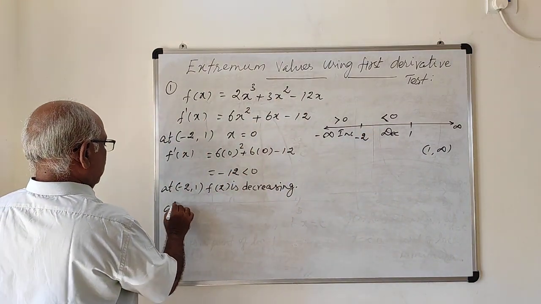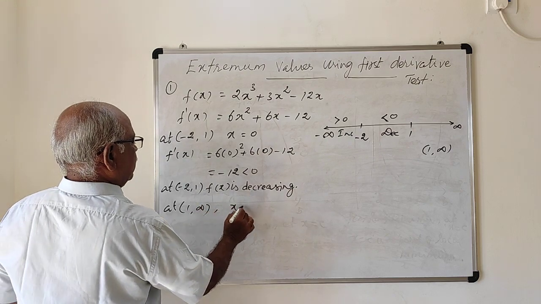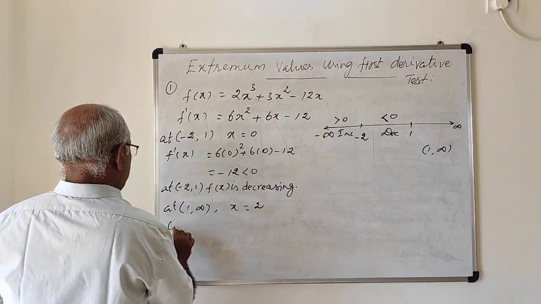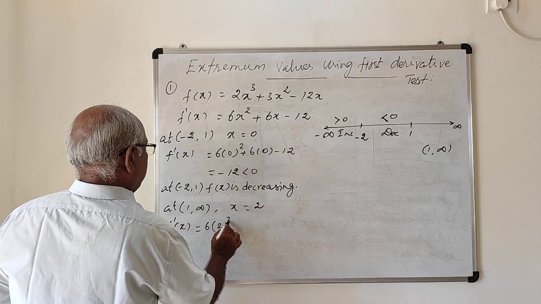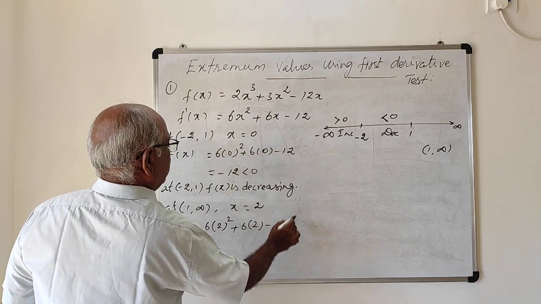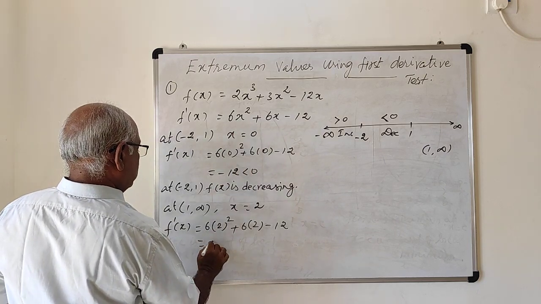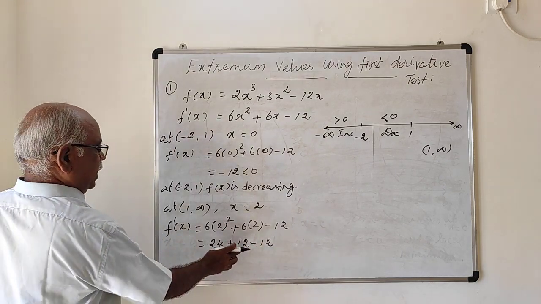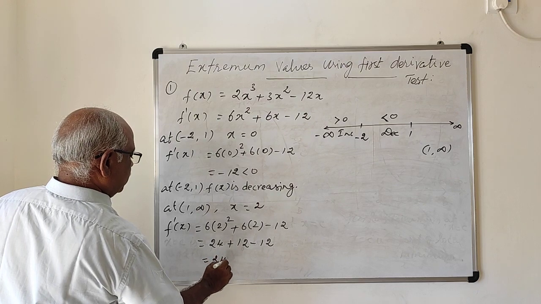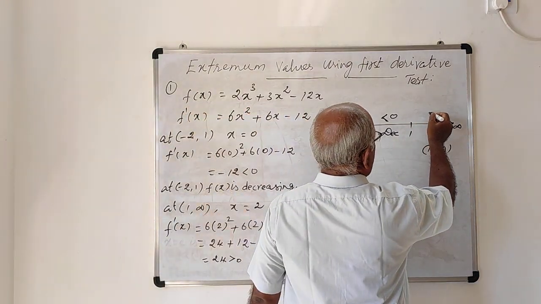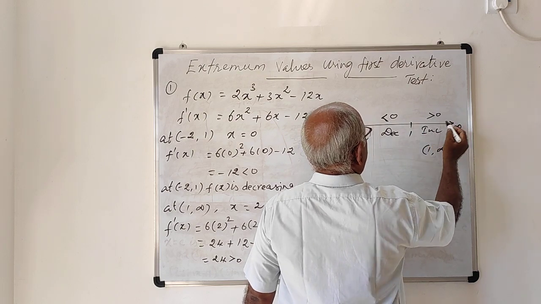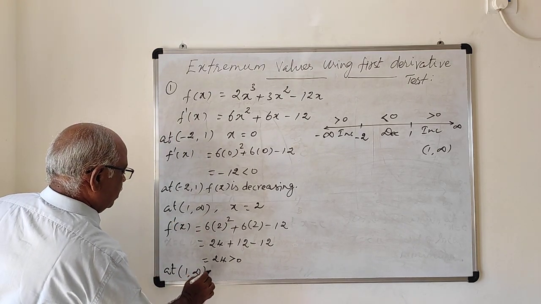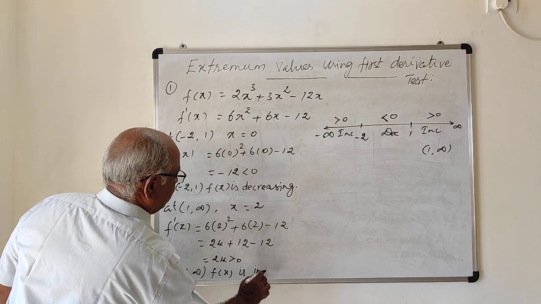Next, in the interval 1 comma infinity, say x equal to 2. At this point, f dash of x is 6 into 2 square plus 6 into 2 minus 12. 2 square is 4, 4 times 6 is 24, plus 6 times 2 is 12, minus 12. You get 24, which is positive. So f dash of x is positive in this interval. Therefore here also the function is increasing. Therefore at 1 comma infinity, f of x is increasing.